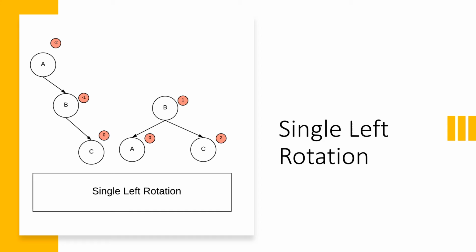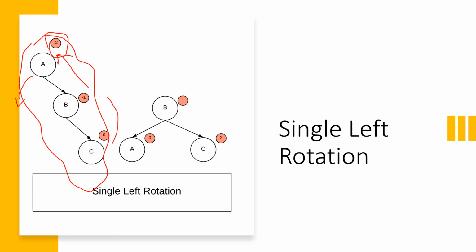Here is an example of a single left rotation. So A, B, C. This is imbalanced because it's -2. So what will happen is you just rotate it left once, and this will go here, and this will also go here.